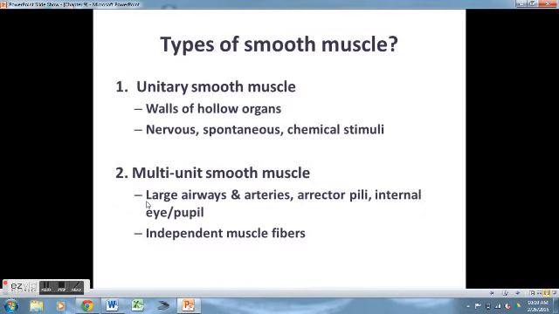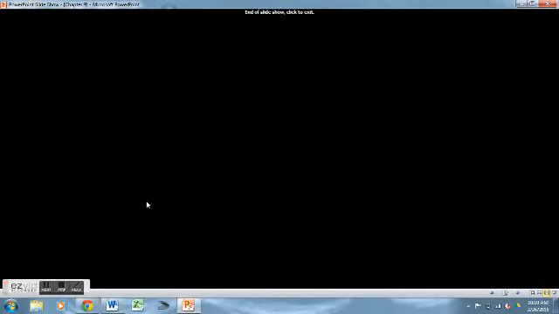Now, there are two kinds of smooth muscle. The kind we've really been talking about in the walls of our hollow organs is called unitary smooth muscle. It can depolarize through any of those ways that we talked about. The other kind is called multi-unit smooth muscle. This is where we see a lot of constriction and dilation, right? Places like your arteries, your bronchi, your pupils. It's a little bit different than the rest of the smooth muscle because it's operating very independently of everything else in the body.